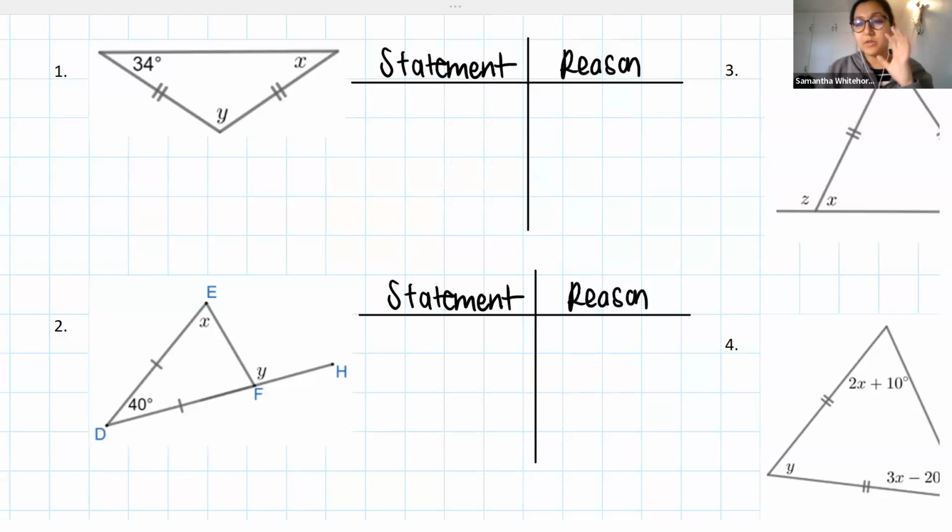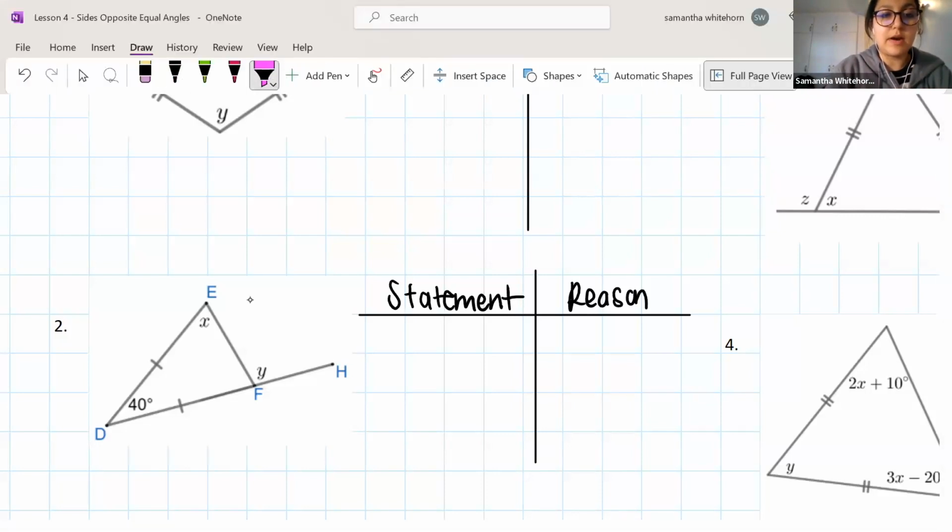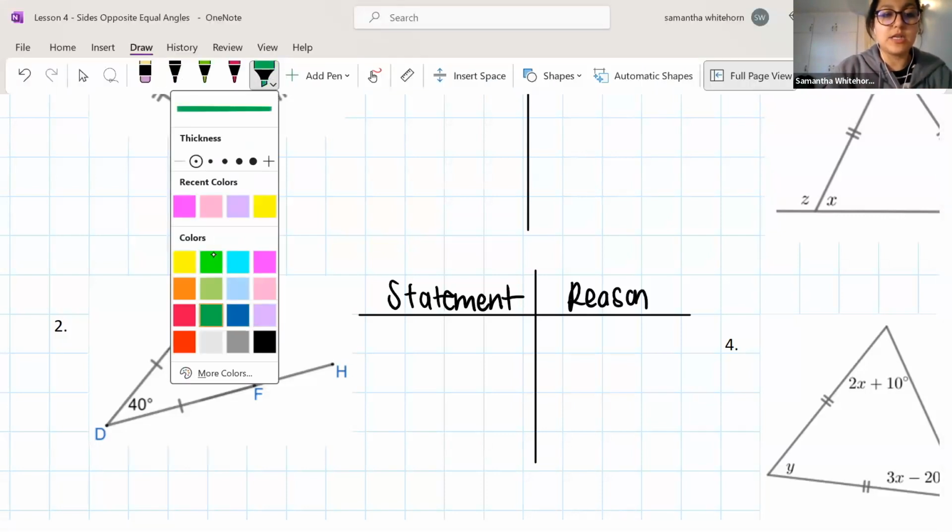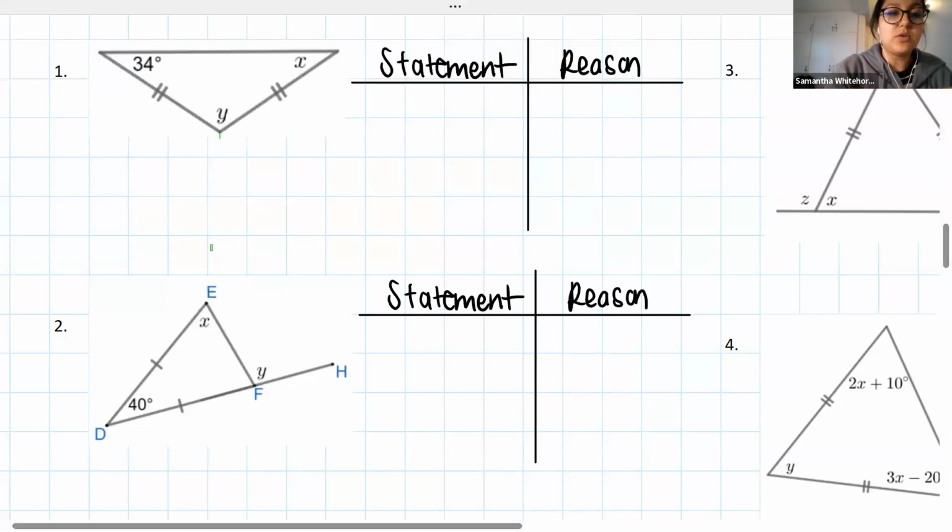Alrighty, guys. It's okay if you're not done, but mark as I go along and fill in what you need to. So I'm going to start with 1, obviously. Again, what we're going to do is start by looking at our diagram and what information we actually have. Well, I have been told that I've got equal sides here. I know I've got equal sides because of those lines on the sides. So they are equal to each other.